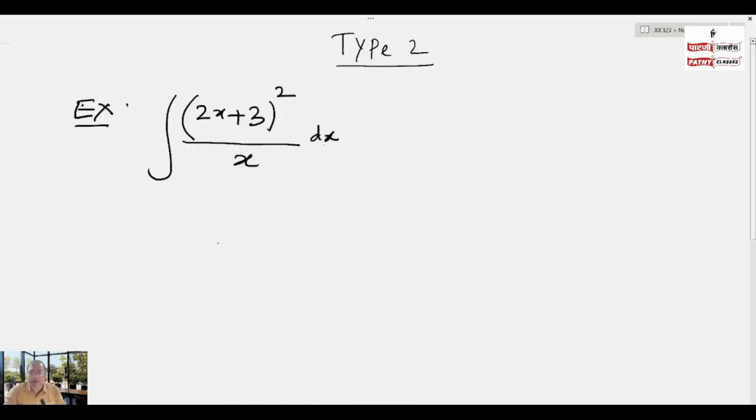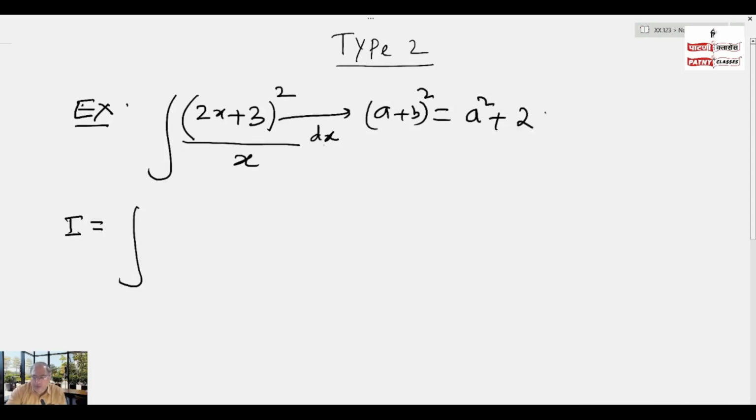Another example, integration of 2x plus 3 whole square upon x. First, I equals to, and here it is a plus b whole square, that is, a plus b whole square equals a square plus 2ab plus b square. So 4x square plus 12x plus 9 upon x.